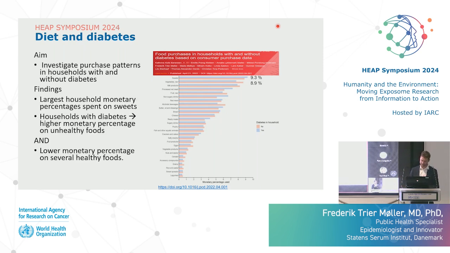And what we found was that first of all, regardless of being a diabetic household or not, the largest monetary percentages were spent on sweets. And we could also see that households with diabetes had a higher monetary percentage on classic unhealthy foods and a lower monetary percentage on several healthy foods such as vegetables.